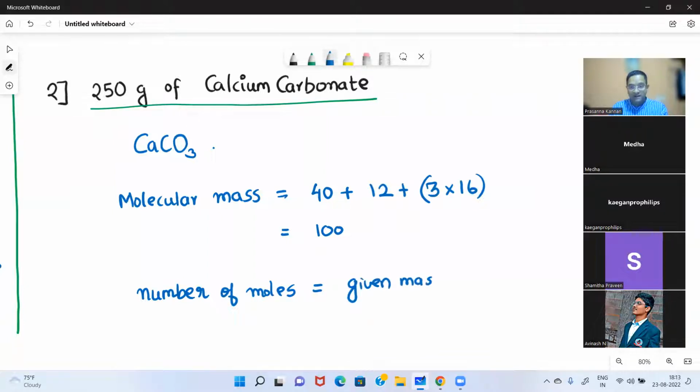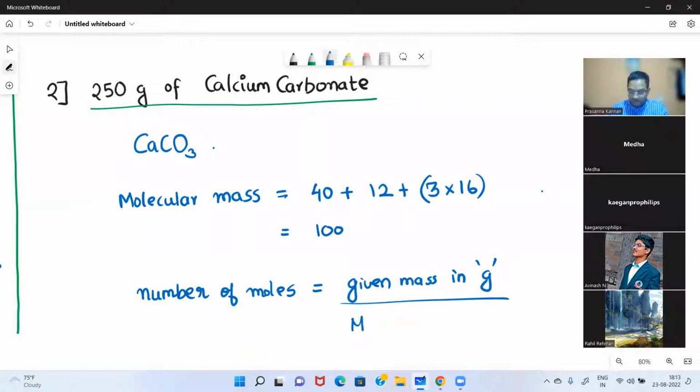Given mass in gram. Because sometimes they may give the mass in kilogram, or in megagram, whatever it is, you must be able to convert it into grams and then substitute here. Sir, what is megagram? Mega is 10 power 6.